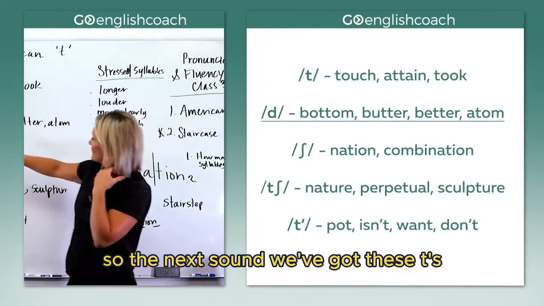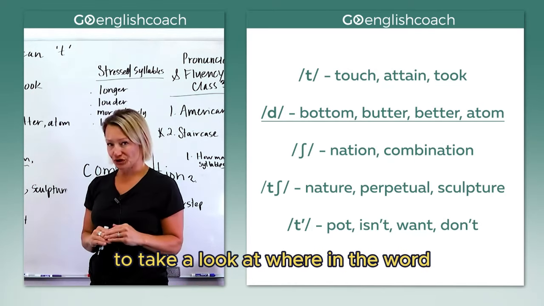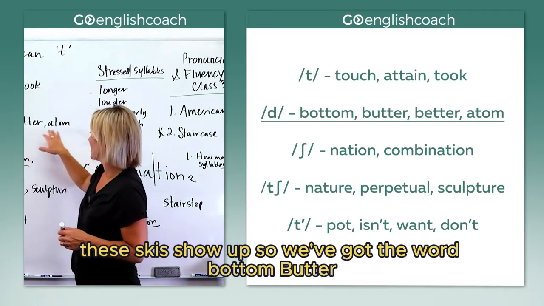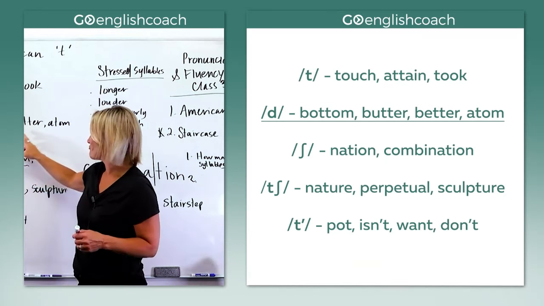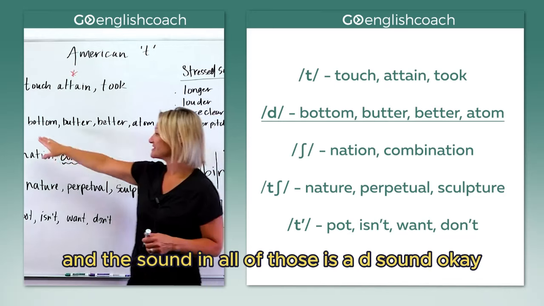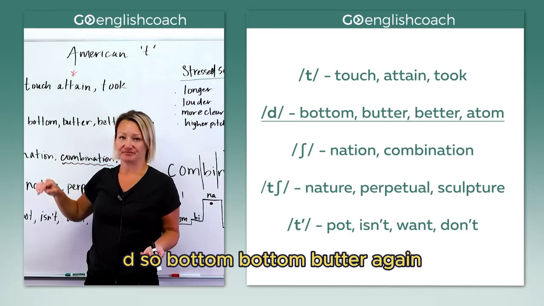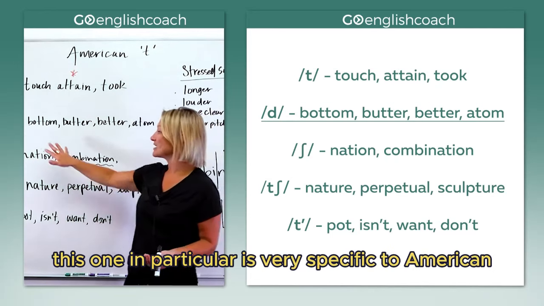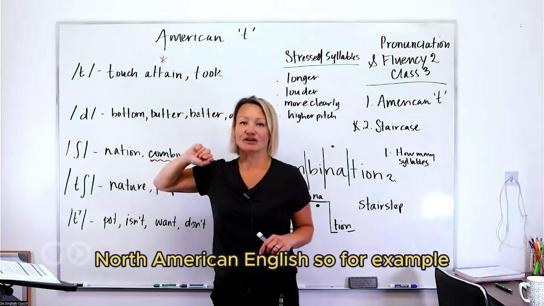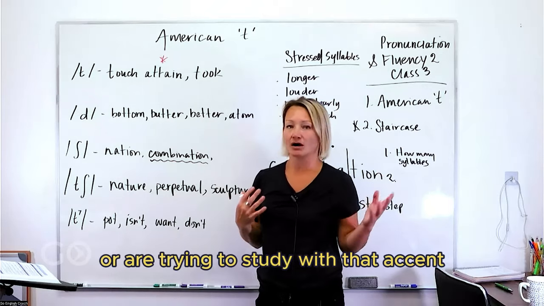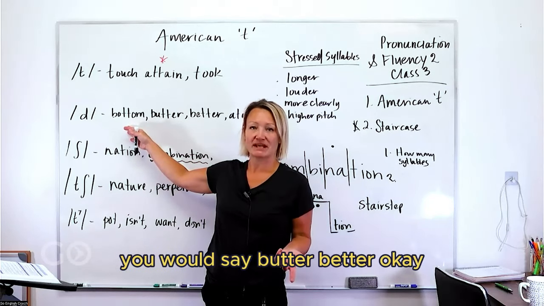So the next sound, we've got these T's. I want you first to take a look at where in the word these T's show up. So we've got the word bottom, butter, better, and atom. And the sound in all of those is a D sound, okay? D, so bottom, bottom, butter. Again, this one in particular is very specific to American, North American English. So for example, if you lived in London or are trying to study with that accent, you would not say bottom and butter. You would say butter, better, okay?